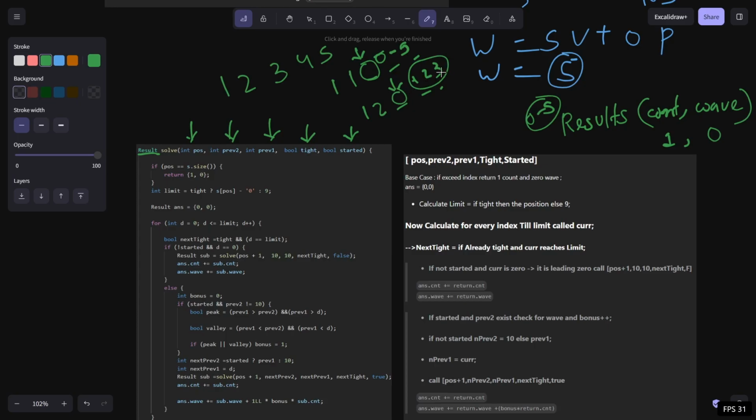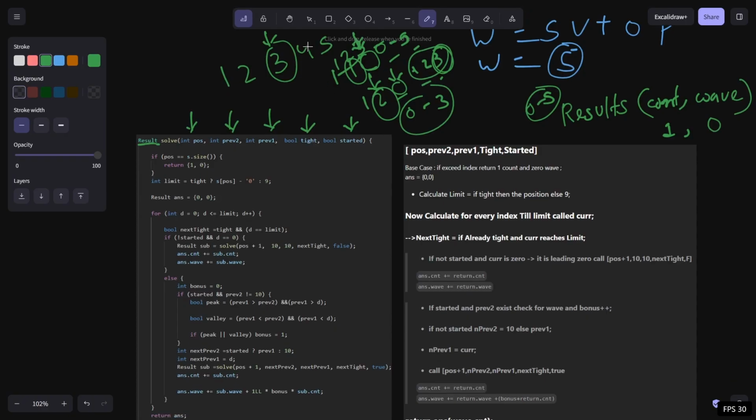So it becomes tight when d reaches the limit. Here the limit is 0 to 3. So d should reach the limit, and another condition is that the current position must already be tight to make the next one tight. If it's not tight, it's free, so it can't make the next one tight. To make the next item tight, this should be at the ceiling. If it hits the ceiling 1 2, it can hit the 3. So at the limit it becomes tight.